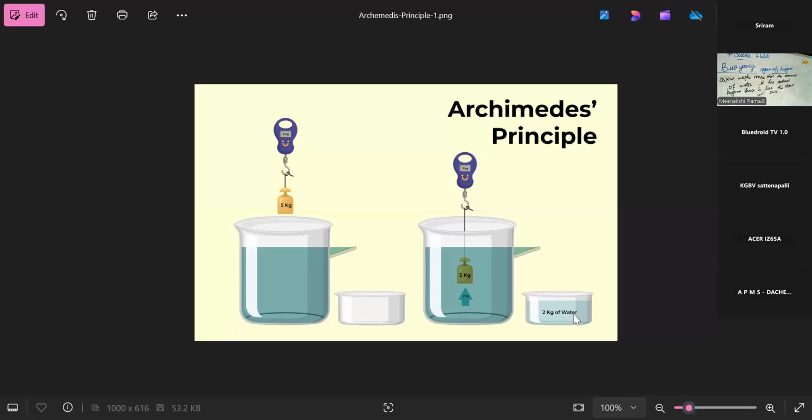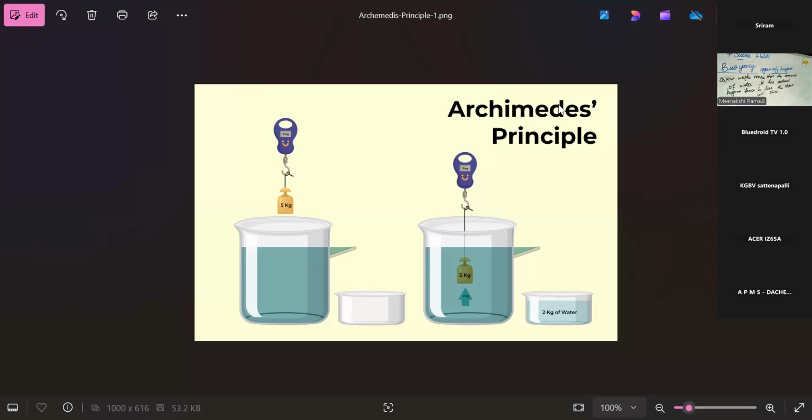How much water? The same weight of water. When we immerse a 5 kg material, the same weight of water will come out of that area. When we immerse only 2 kg or 1 kg of material, the corresponding amount of water comes out of that place. This phenomenon is known as Archimedes principle, named after the scientist Archimedes.